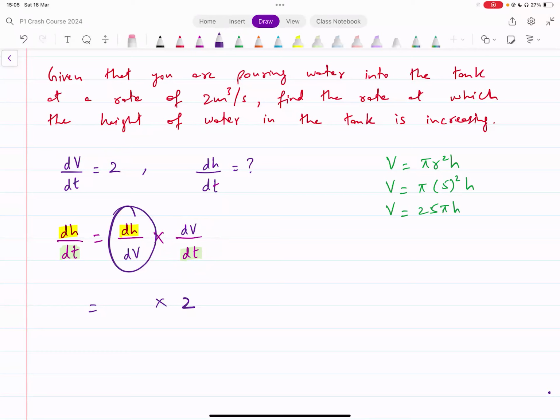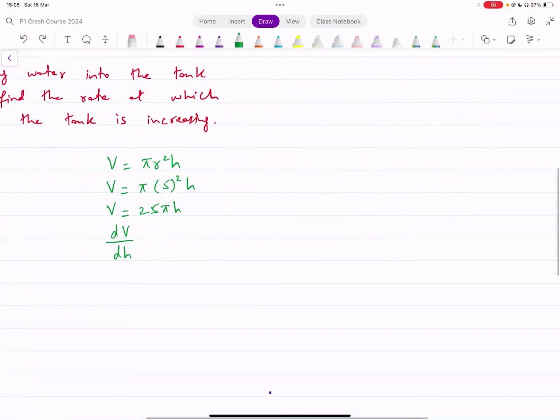The problem is dh over dv. Where do we get that from? This is where this equation is going to be helpful now. V equals 25 pi h. Using this equation, let's find dv over dh. If we differentiate it, what's going to be the derivative? dv over dh: v is the subject, so in place of y, we've got v here, and in place of x, we've got h. What's the derivative of 25 pi h?